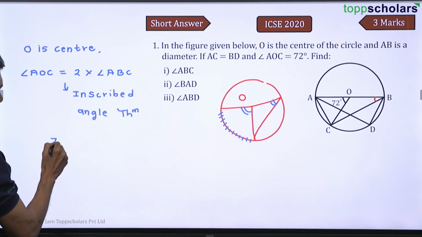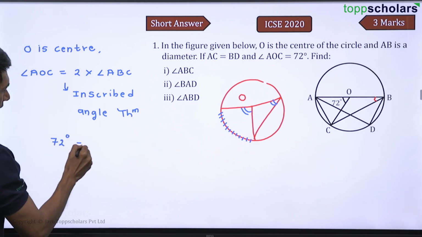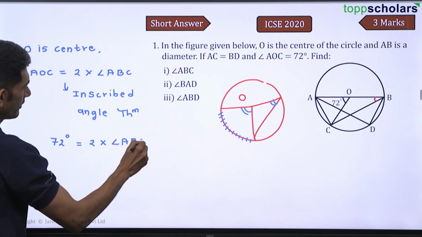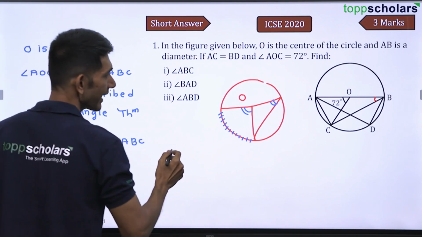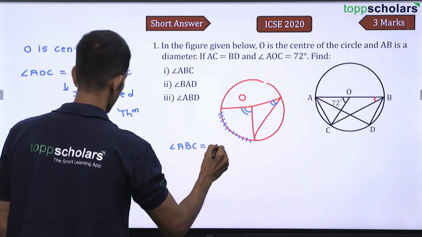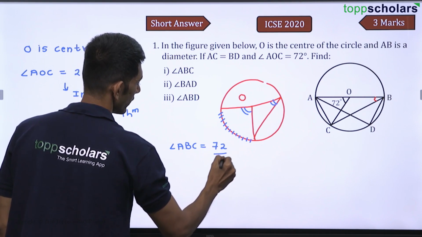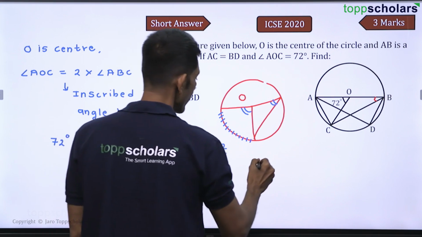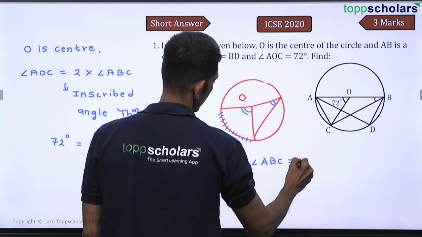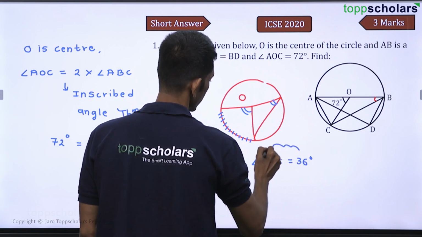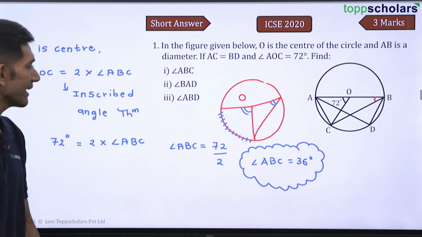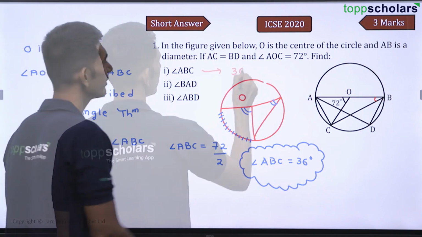So what is AOC? AOC is already 72 degrees. So can I say 72 degrees is equal to 2 times angle ABC. If I shift 2 to the denominator, can I say angle ABC is equal to 72 divided by 2, and 72 divided by 2 is 36. So can I say angle ABC is equal to 36 degrees. Correct? So we got one of the answers, that is the measure of angle ABC is 36 degrees.